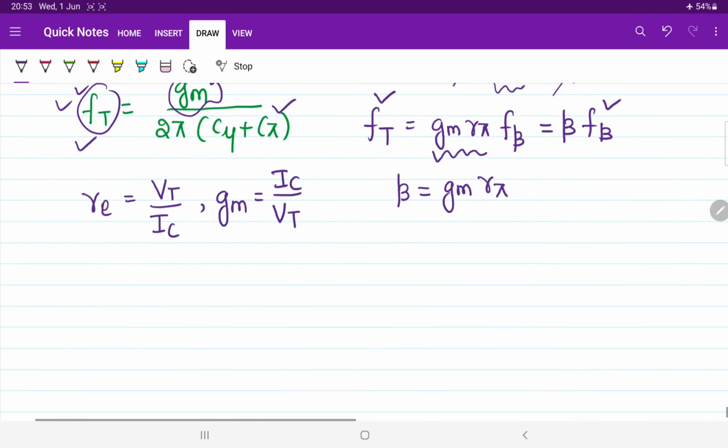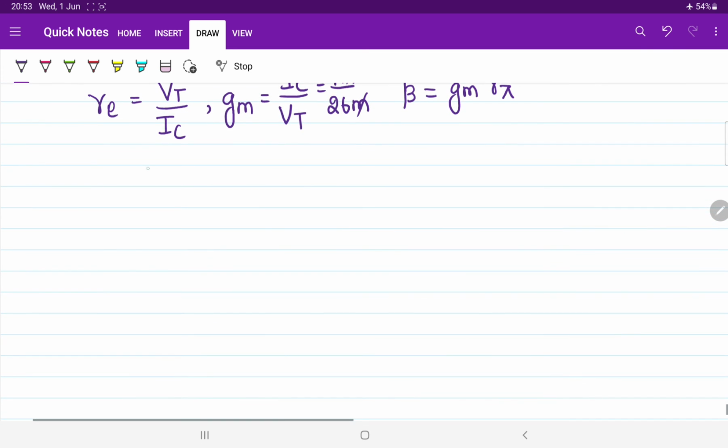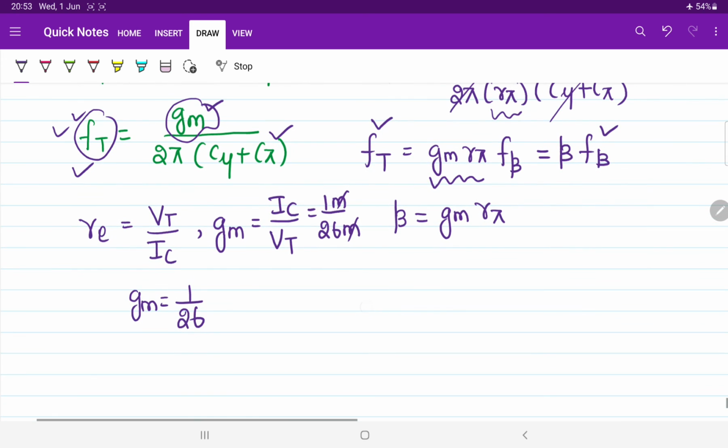Now, collector current also given 1 milliampere, thermal voltage also given 26 millivolt. Substitute both these values, automatically you will be getting 1 milli by 26 millivolt. Milli will get cancelled, it will become 1 by 26. So, the value of transconductance Gm is going to be 1 upon 26. Now, rest of things you can do, right?